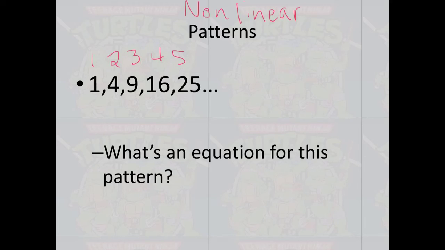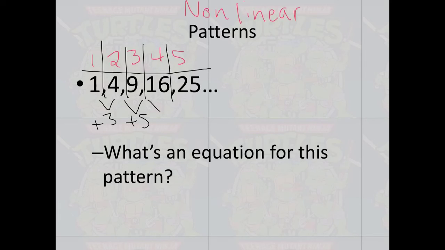Again, setting up our chart here. And I'm trying to find a common difference, so the difference here would be plus 3, then this is, oh wait a second, plus 5, and then plus 7. Hey, wait a second. This is not linear, it's not going up the same amount each time. And you're right. That's why we don't set it up with a y equals blank x plus blank.